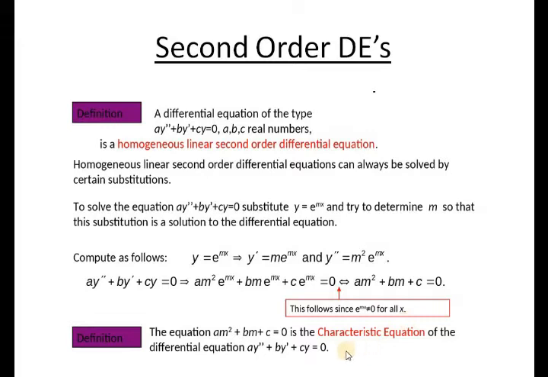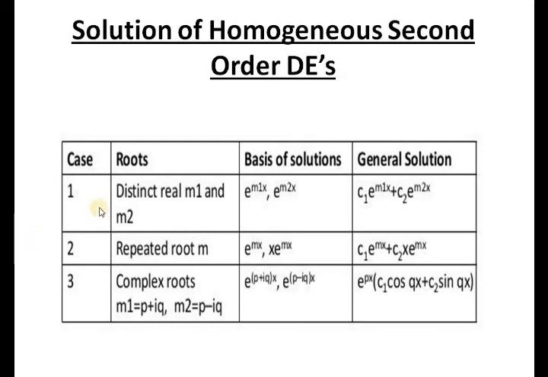Okay, so the equation a m square plus bm plus c equal to 0 is known as the characteristic equation or auxiliary equation of the differential equation. We solve the differential equation based on the roots of the characteristic equation. Since the equation is of degree 2, it is a quadratic equation, we get two values for this m. Let them be m1 and m2. And depending on the roots, we have three cases. The first case is when the roots m1 and m2 are real and distinct.